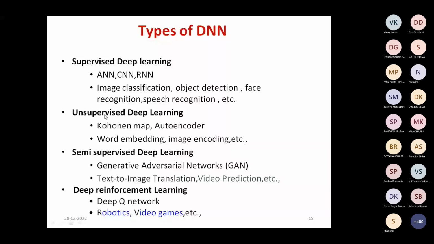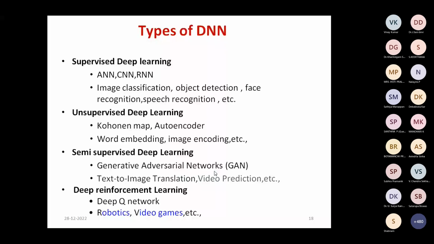There is another famous deep neural network, the generative adversarial network, GAN. Most of the people may have heard this word, GAN. GAN is a fantastic example of semi-supervised deep learning. It produces images based on a text description. When you give a text query, you get an image. Video prediction and such applications use deep neural networks which follow semi-supervised learning algorithms.